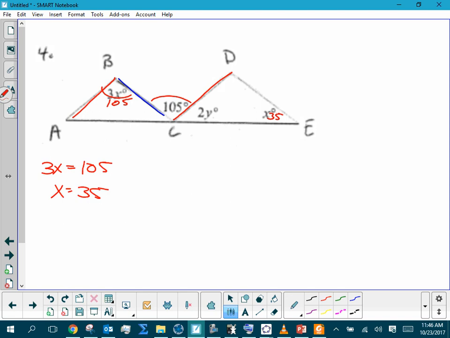I was going to say what I did. What'd you do? I did, okay, so the top of the other triangle where D is, that's 105. So I did 35 plus 105 plus 2y equals 180.